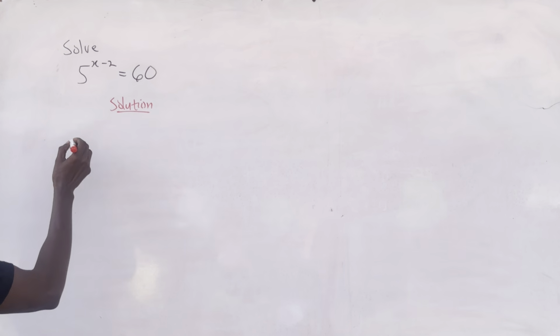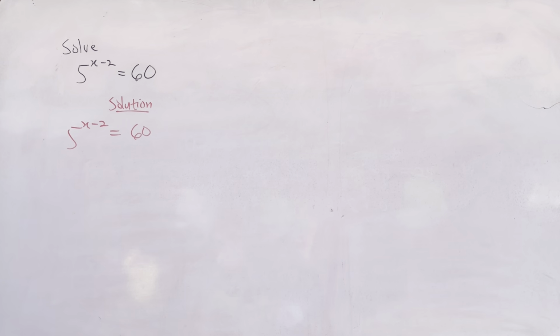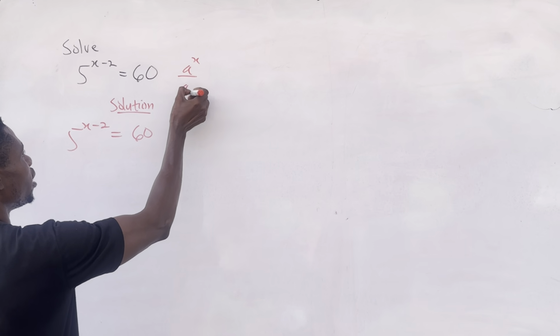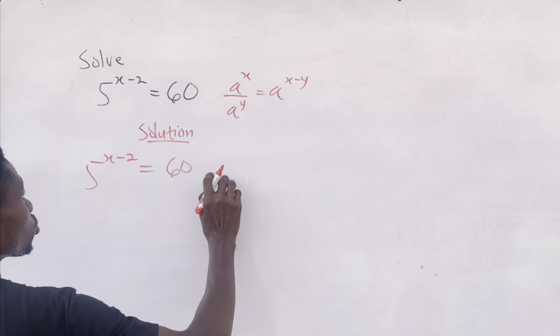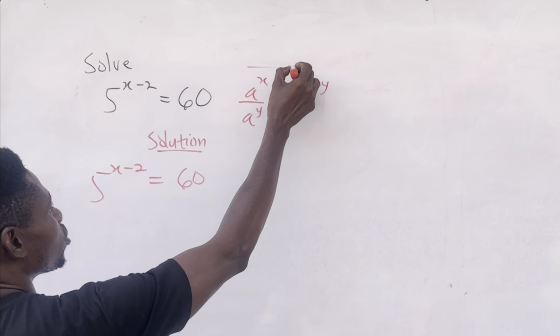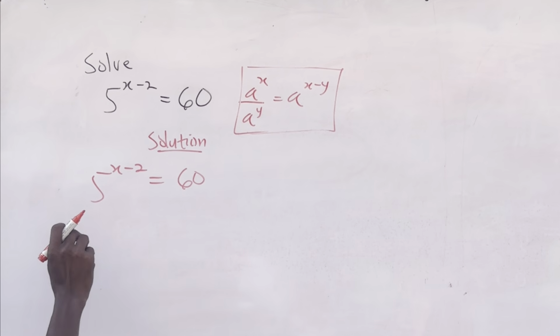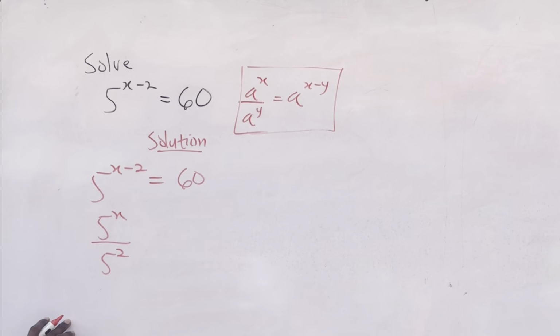Okay, so the question is 5 raised to power x minus 2 equal to 60. Now remember our second law of indices that says if you have a raised to power x divided by a raised to power y, this will give you a raised to power x minus y. So the x minus y is an indication of this quotient. So we can apply this law here. This can be written as 5 raised to power x divided by 5 raised to power 2, equal to 60.